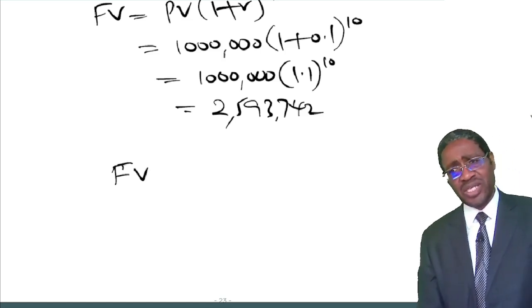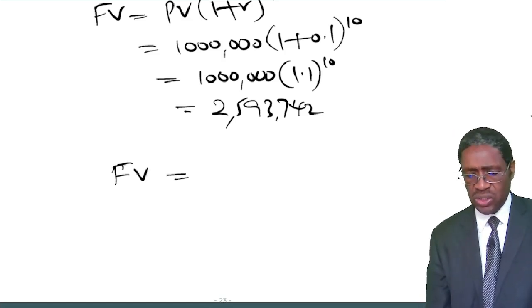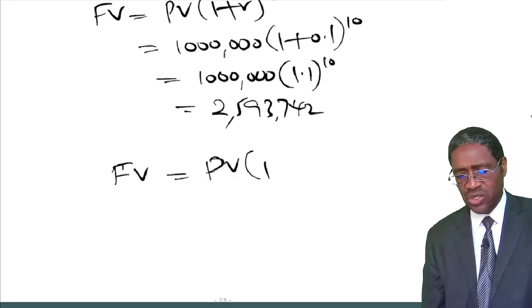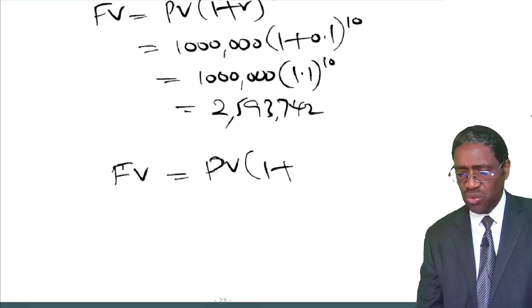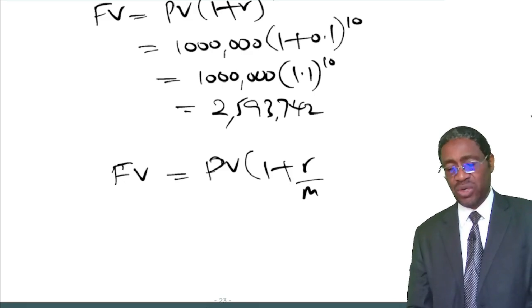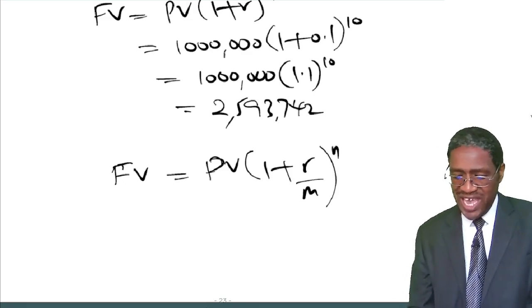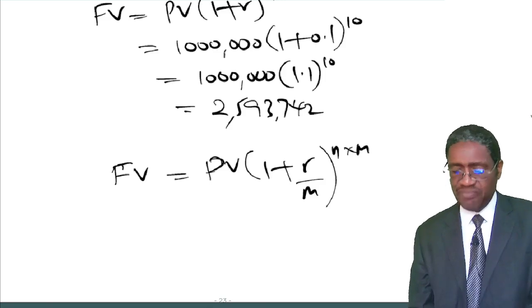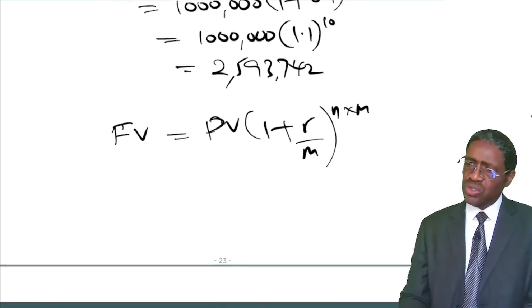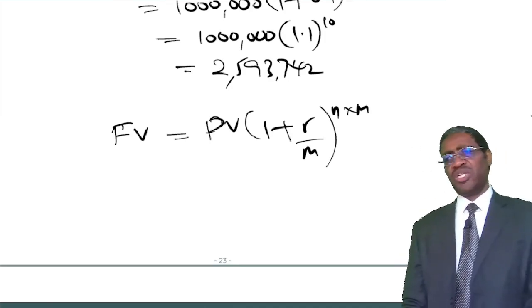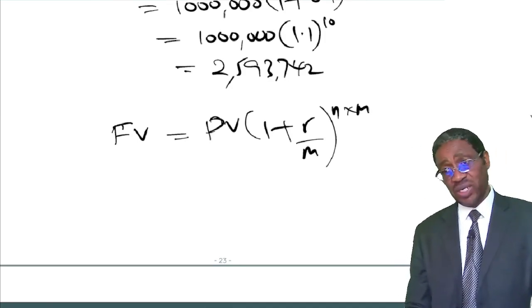If compounding is done more than once, the formula was future value equals present value into 1 plus r, where we divided r by m and raised that to the power n multiplied by m. Our m was the frequency of compounding.